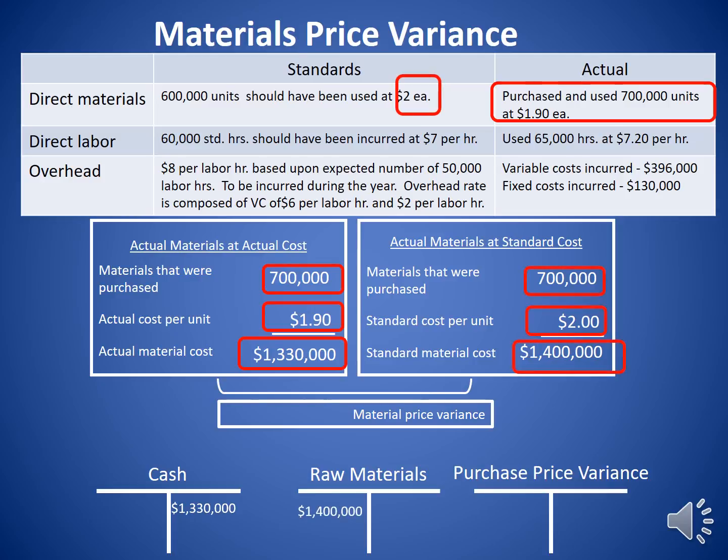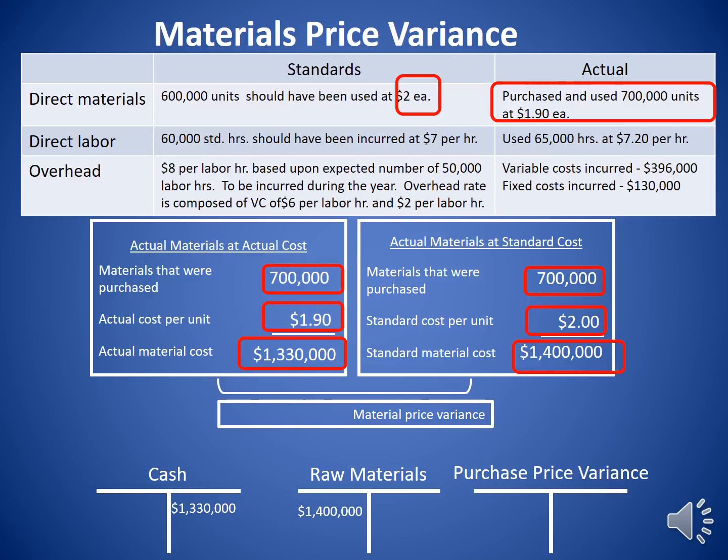In this case, the standard cost was $2 each. So we take the 700,000 units of materials that were purchased and multiply them times our standard cost, and the amount that it should have cost, or we expected it to cost, was $1,400,000.